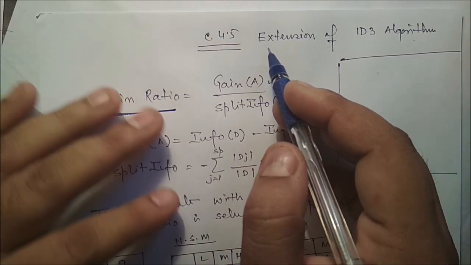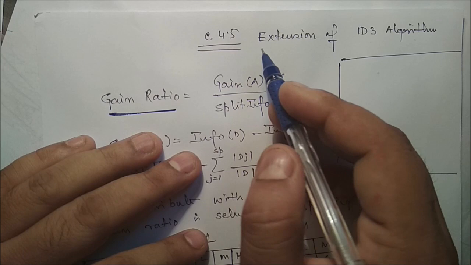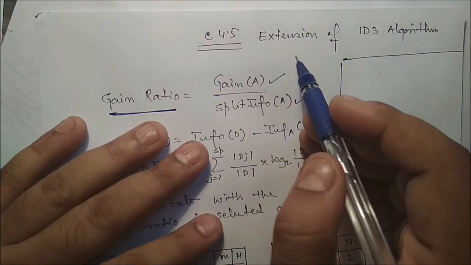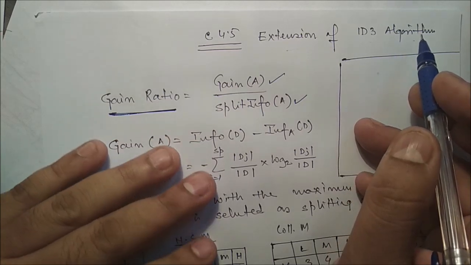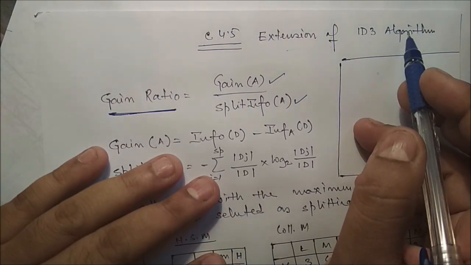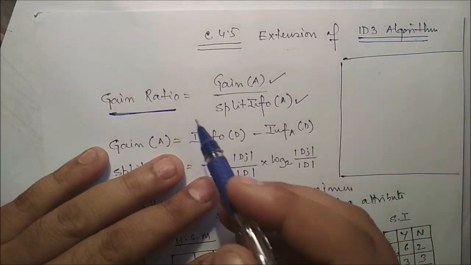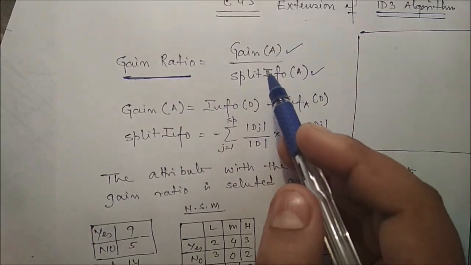Welcome back, friends. Here we discuss the C4.5 classification algorithm to construct a decision tree. It is an extension of the ID3 algorithm, so please watch our previous video where we discussed the ID3 algorithm in detail. And here we use gain ratio.